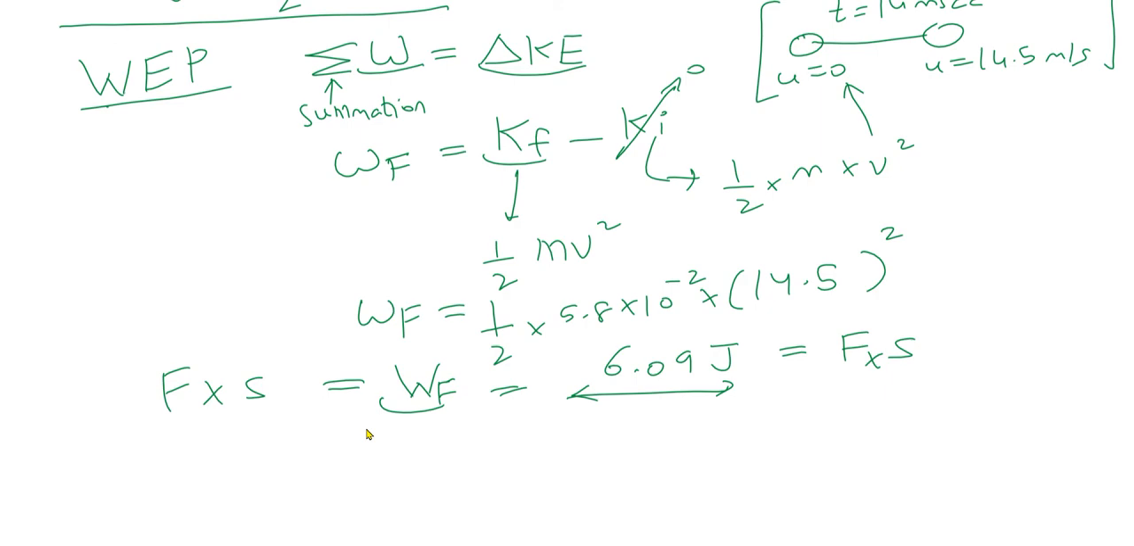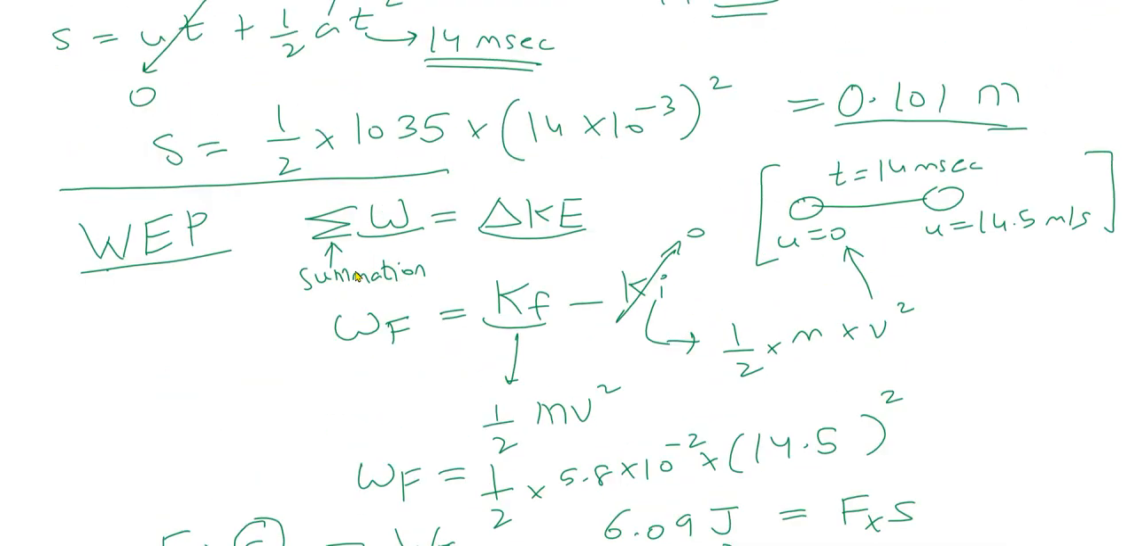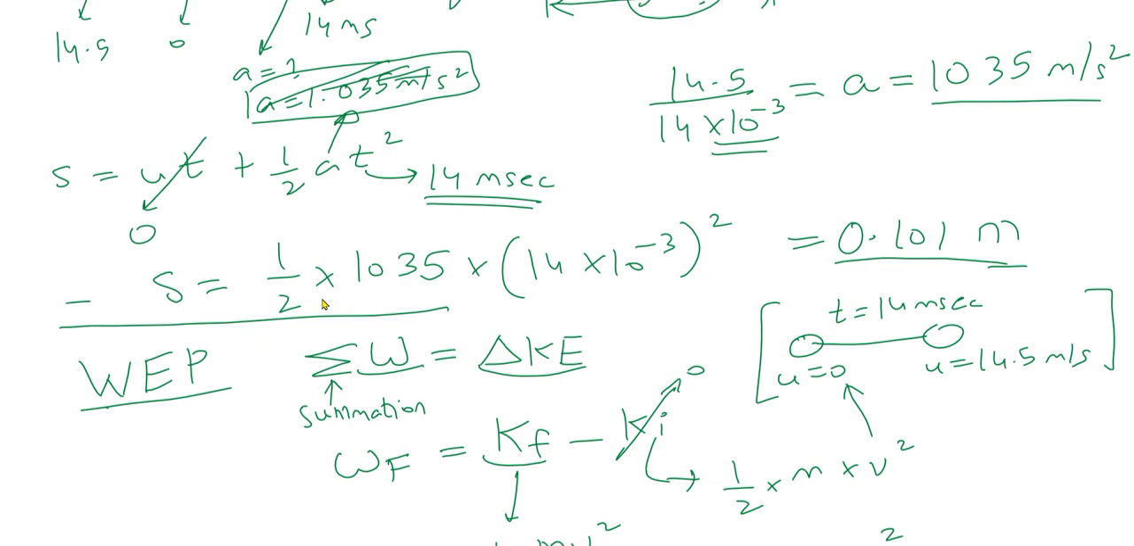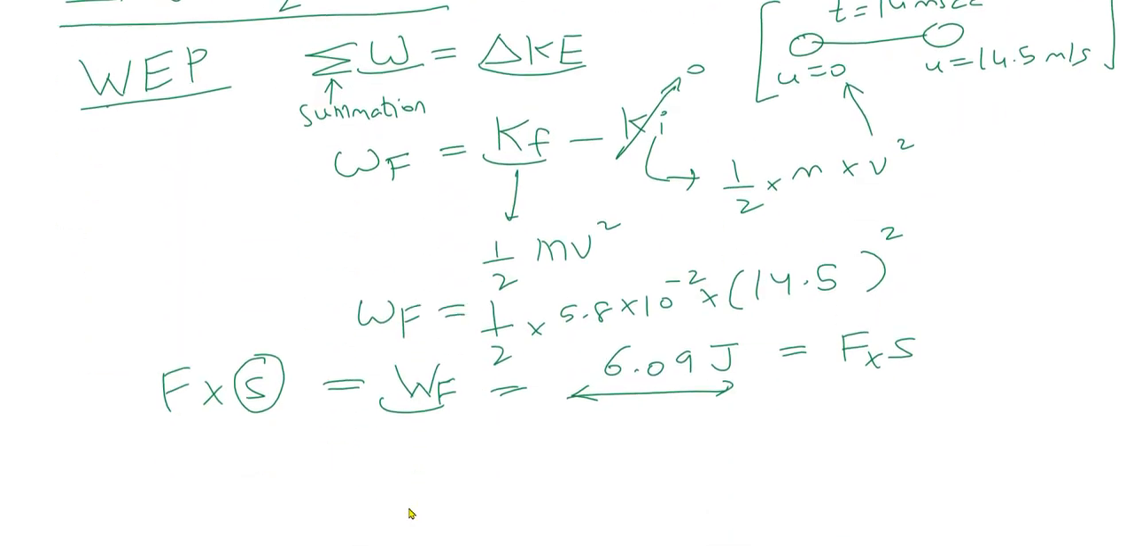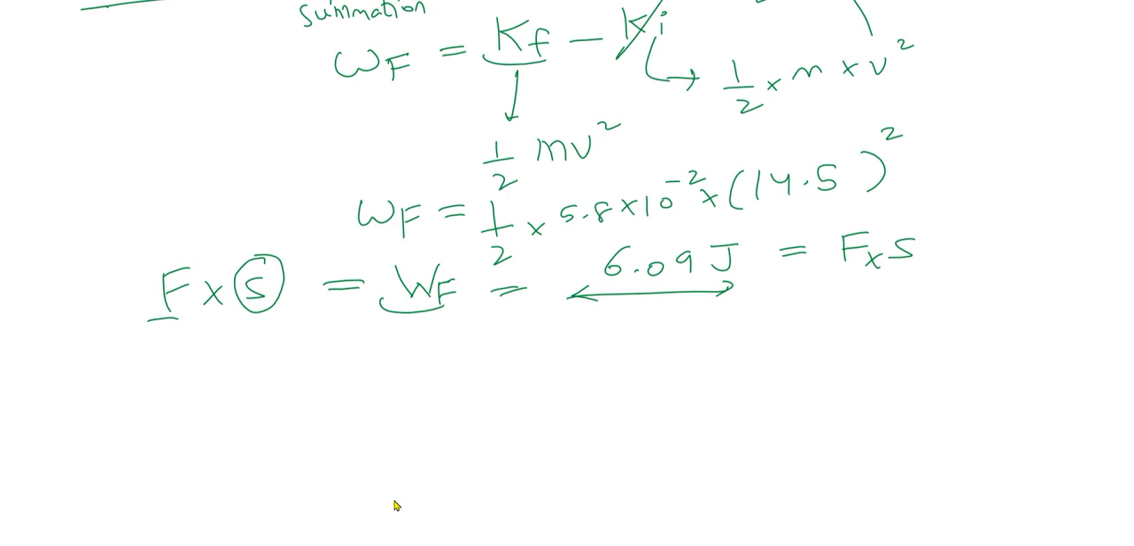Now in this particular question, we have to find S, the value of the displacement. Like in the previous method, we used S is equal to half a t squared, and you eventually arrived at this answer, right? 0.101 meters. Yes, sir, this is what we are supposed to find. So if I take the force, let me write down the equation. Fs will be 6.09. So S can be written as 6.09 divided by the applied force.